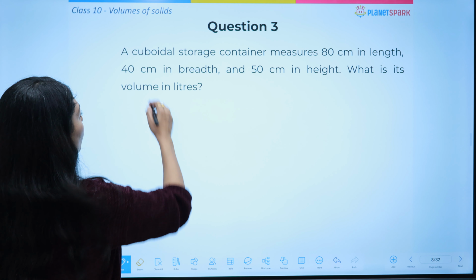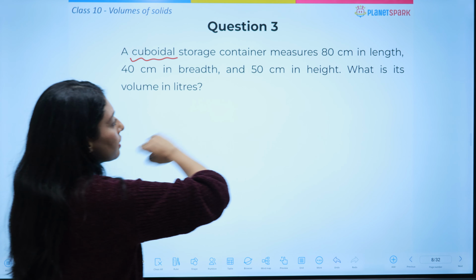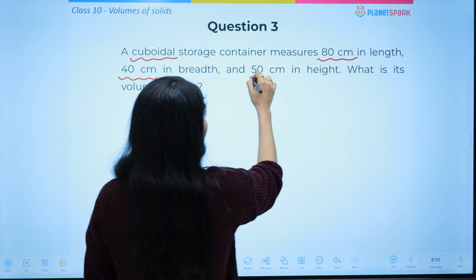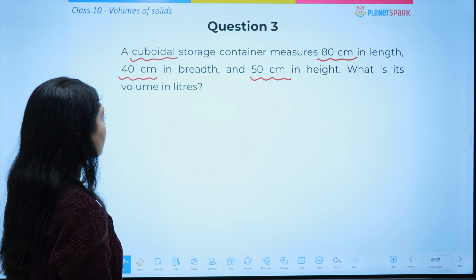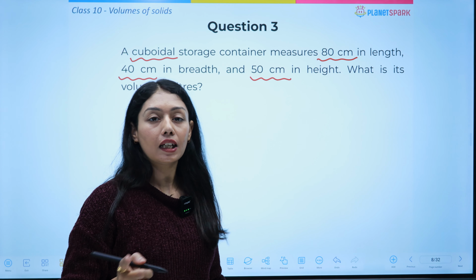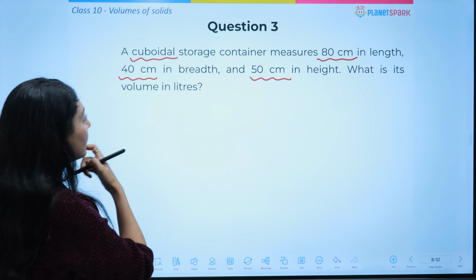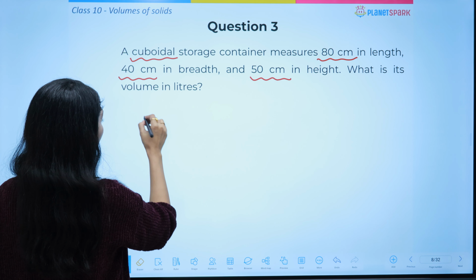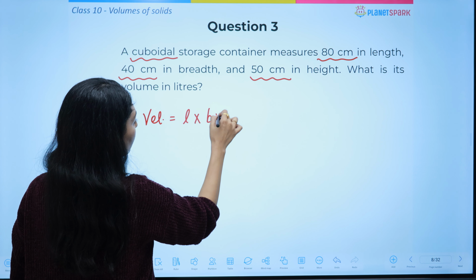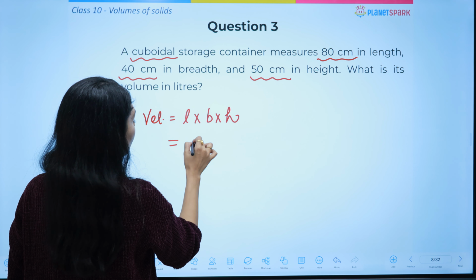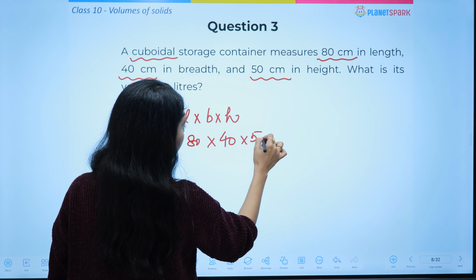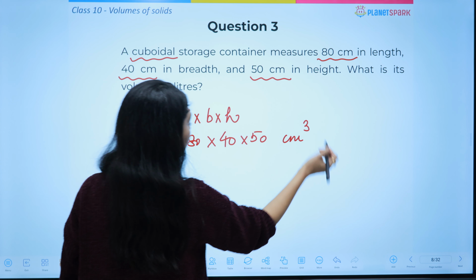A cuboidal storage container measures 80 centimeter in length, 40 centimeter in breadth and 50 centimeter in height. What is its volume in liters? So first we will be finding the volume, then we will be converting to liters. Okay, in centimeters it is given, it is a cuboid. So what is the volume of a cuboid, everybody? Length into breadth into height. So 80 into 40 into 50 centimeter cube.